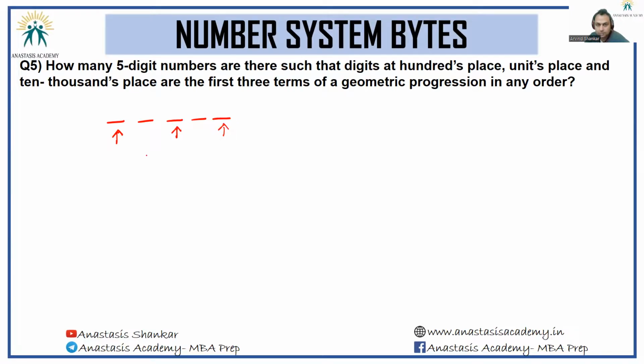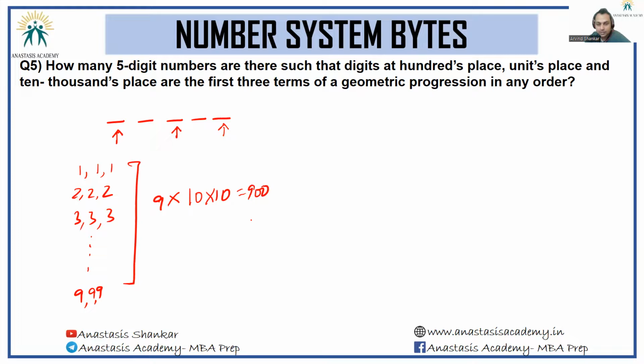So GPs I can make with single digits. The simplest one that I can make is 111, 222, 333, so on and so forth up until 999. In this case, there are 9 such cases into the order in which you can rearrange them in these 3 spots is just 1, because all the 3 numbers are identical. And in the remaining 2 spots, you can fill it up in 10 into 10 ways, so you get 900 such numbers.